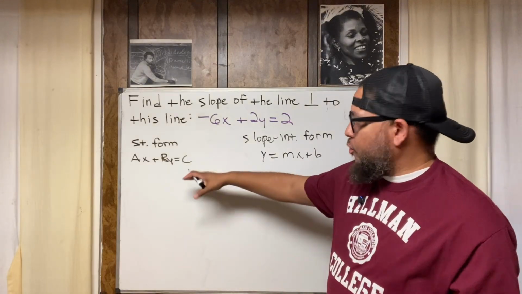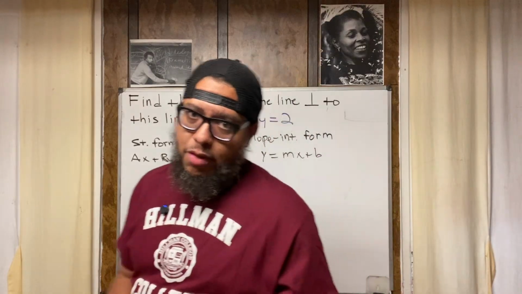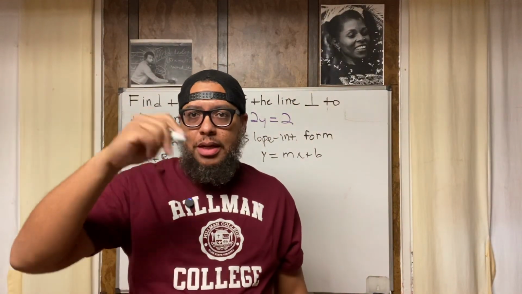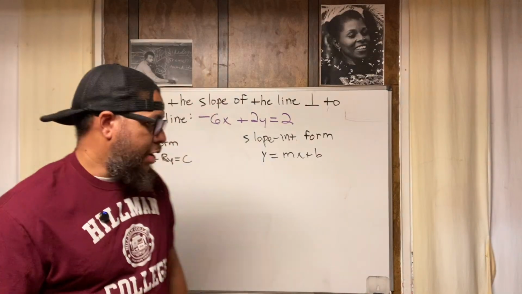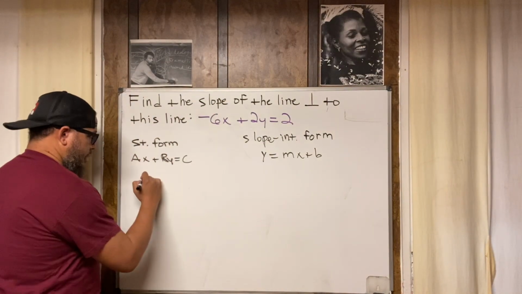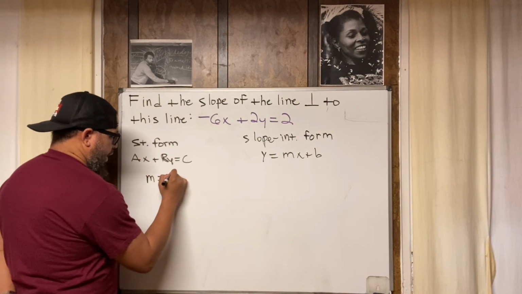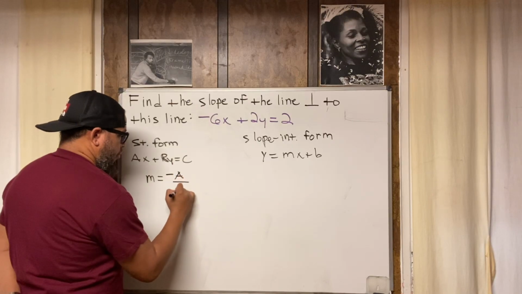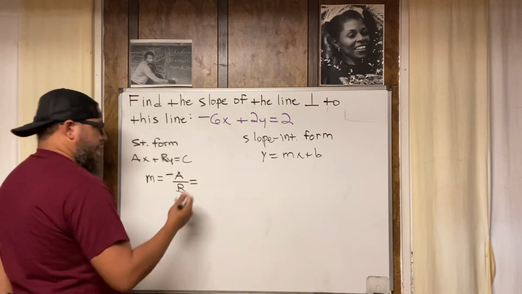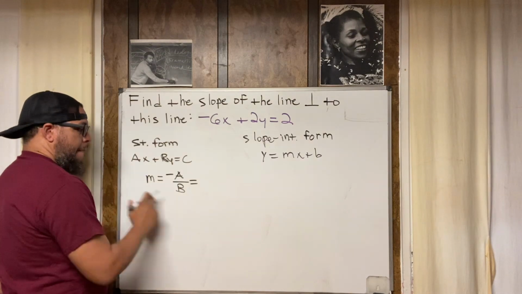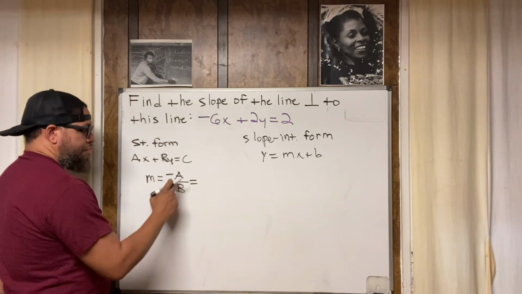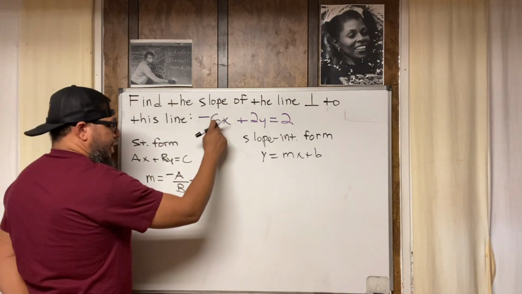So using standard form, there is a formula, right? The formula is M equals -A over B. That's the formula we use, right? What does it look like? It looks like this. M is equal to negative A over B. Now, where does A come from? A is the coefficient of X, right? B is the coefficient of Y. So we replace the A with this -6.